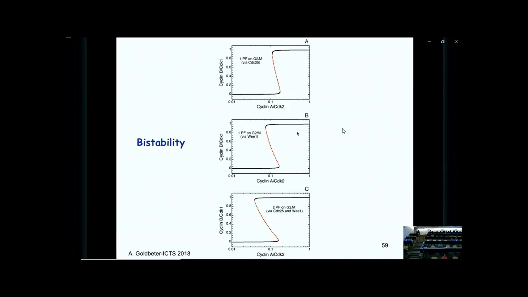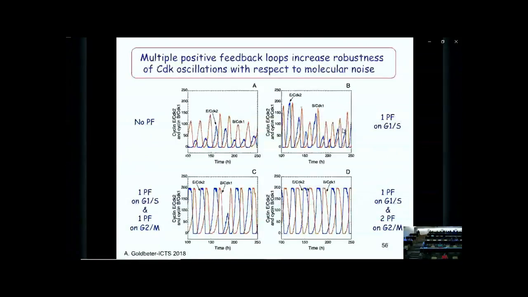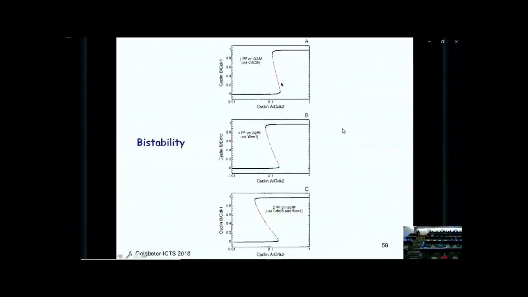Actually, this is seen here, for example. You see that there is a plateau here in panel D. The plateau is due to the fact that you are going around the hysteresis loop repetitively, and this creates oscillations with a plateau. So what is the effect of positive feedback? It is to enlarge the range of bistability. This is, for example, bistability in the last module, CDK1, versus the previous module, cyclin A CDK2. This is one positive feedback in G2M acting via WEE1, and two positive feedback. And you see that the range of bistability is larger.